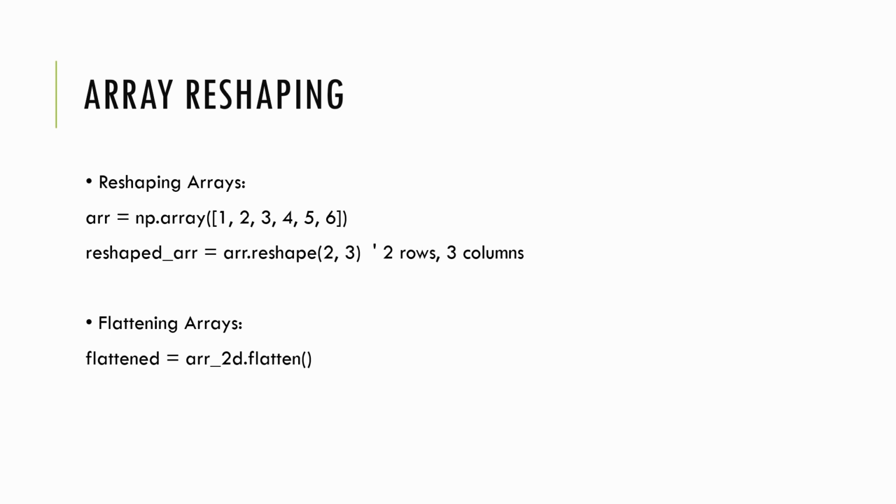Another useful feature in NumPy is array reshaping. This allows you to change the dimensions of an array without changing the data inside it. In this example, we reshape a 1D array of 6 elements into a 2D array with 2 rows and 3 columns. We can also flatten multi-dimensional arrays back into 1D arrays using the flatten method.